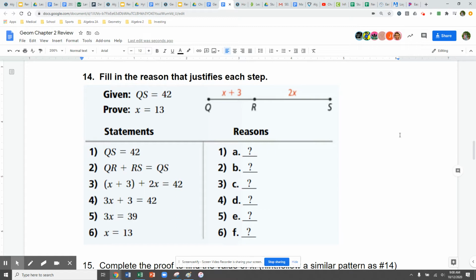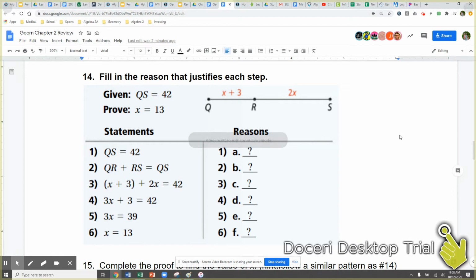Now, when you start writing your own proofs, that very first statement is always going to be the given. So statement: QS is 42. Our reasoning is simply given. So you can fill in number 1 there: given. Of course, this thing doesn't want to connect. Oh, there it goes. There it is, given. So we'll fill in that first one.